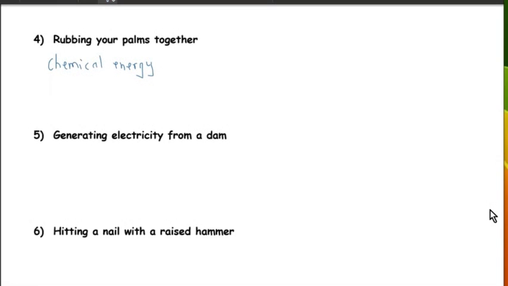And then whilst you are rubbing the palms together, you are moving your palms. So that is a form of kinetic energy. So you are converting the chemical energy into kinetic energy by the movement of the palm. And whilst you move your palms together, you realize that it will be producing some sound, that screeching sound, and then it will also produce some heat. So we have sound energy and heat energy at the same time.